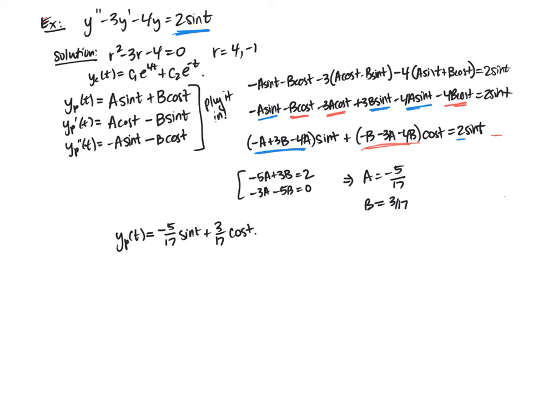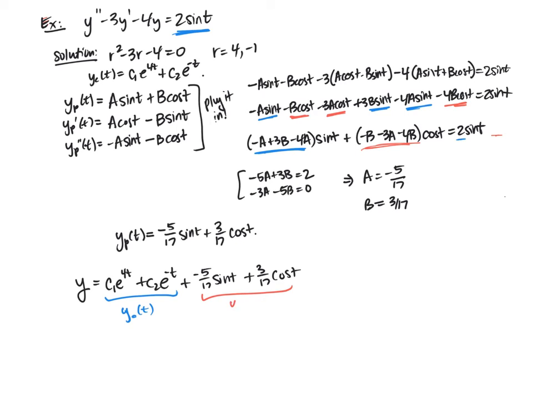And so our general solution is going to be equal to our corresponding homogeneous solution, c1 e to the 4t plus c2 e to the negative t, plus our particular solution, negative 5/17 sine t plus 3/17 cosine t. So we have our corresponding homogeneous part and our particular solution there. Okay, I'll do one more example of this type.